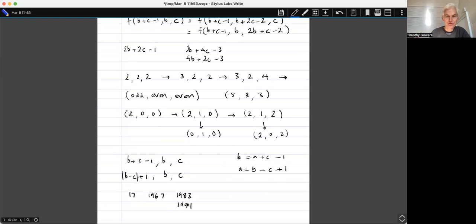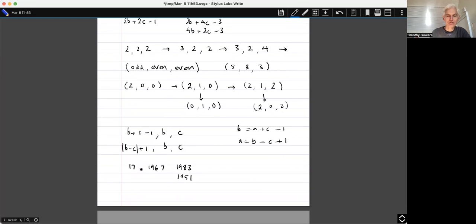And so in each case, I will replace it by the difference of the two smaller ones, but add 1. So 1967, I replace by the difference of 17 and 1951, but I add 1. So 1951 take away 17 is 1934, so we get 1935. And then I can sort of see what's going to happen. I'd rather not be doing such a big calculation, but nevertheless. So the difference between these two is going to be 1918, so I add 1 to that and I get 1919.